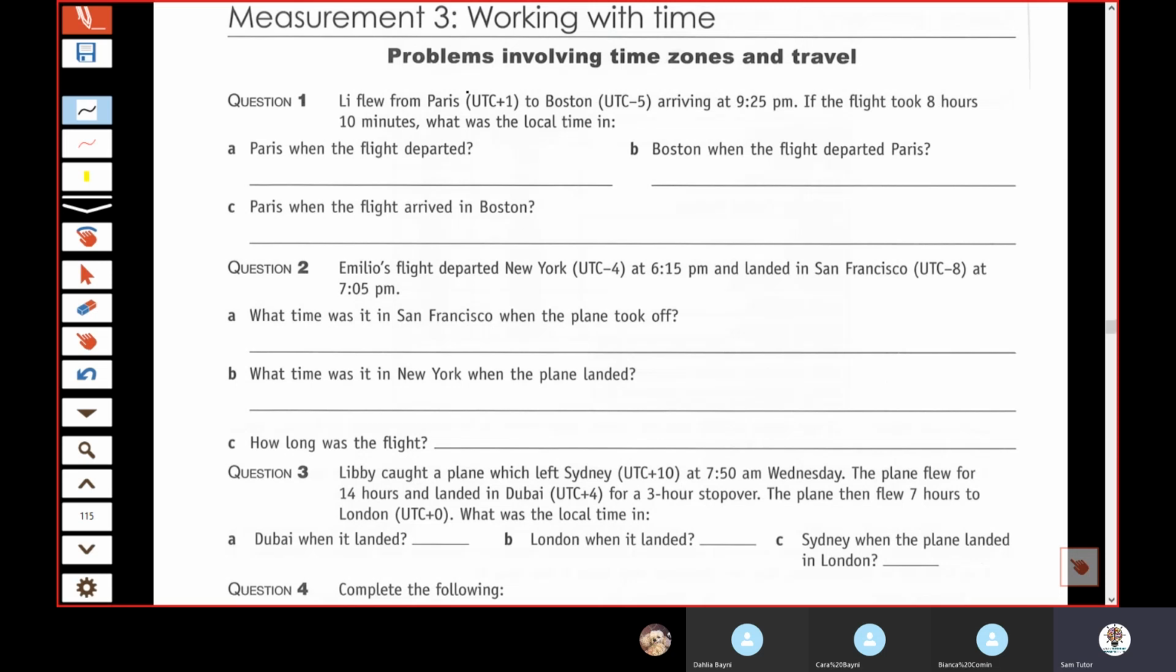So have a quick read of question 1. Think about it for maybe a minute or two before I start. Think about what you would do, what you would add, subtract, I don't know, and then we'll talk about it.